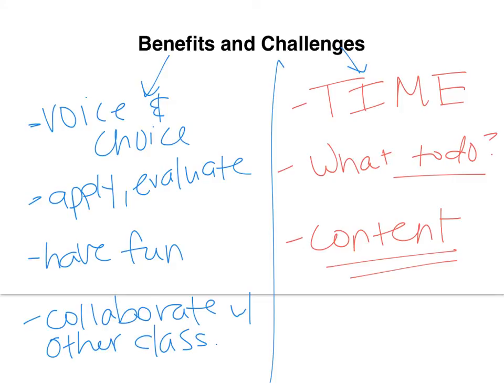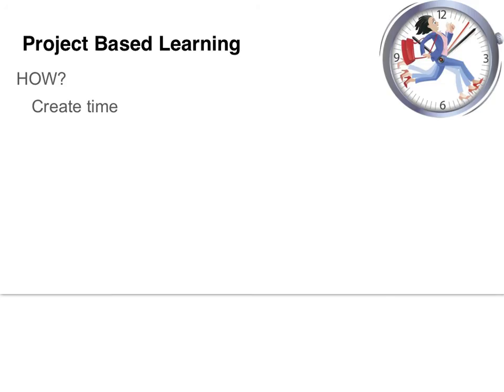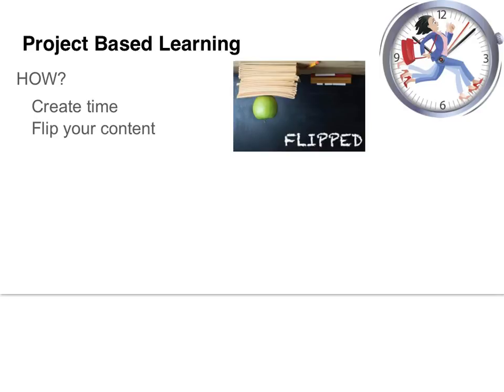Okay, so if you're worried about, well, I've got to cover all this content, I don't have time to do project-based learning. This is where flipped learning can really come in, because they can get the content at home and then you can do the application and the projects in class. So how do you do it? You got to make time. You've got to create time, not only for yourself, but for your students. You got to flip your content. If you have to lecture in class, you are not going to have enough time to do projects. You're just going to run out of time.